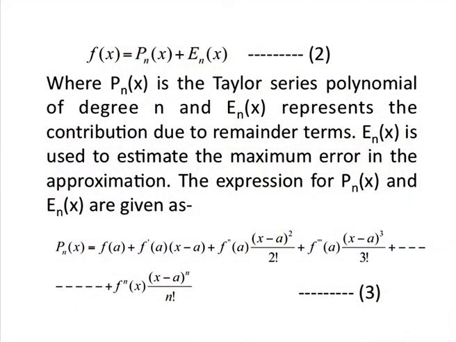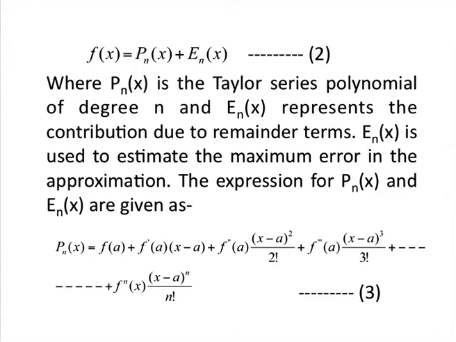Suppose we take n plus 1 terms of the Taylor series, then we can approximate the function in two parts. One part is a Taylor polynomial of degree n, and the other part is the remainder term. You can see on your screen equation 2, where the function is represented as the sum of the Taylor polynomial and the remainder term, which is the truncation error in our calculation. Pn is the Taylor series polynomial, a polynomial of degree n, and En is the remainder term which represents the error in our calculation.